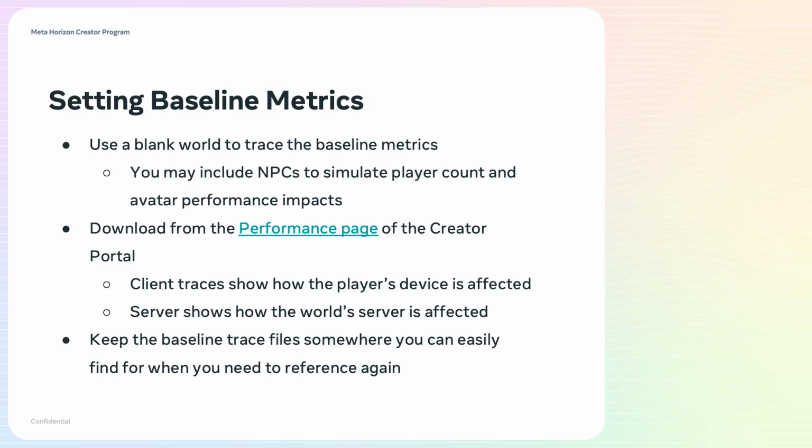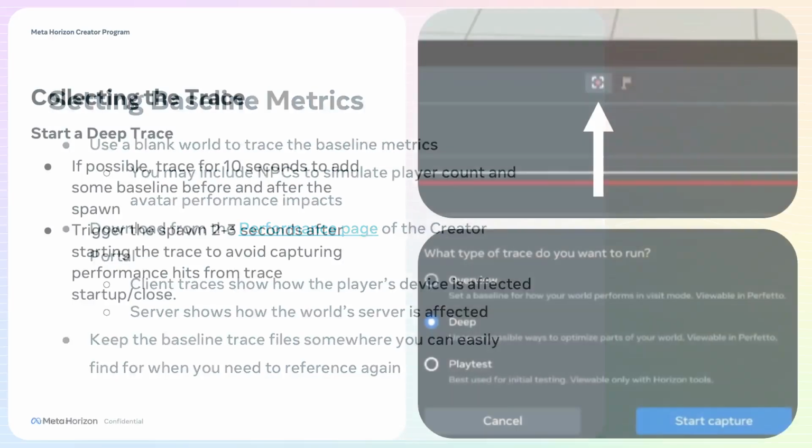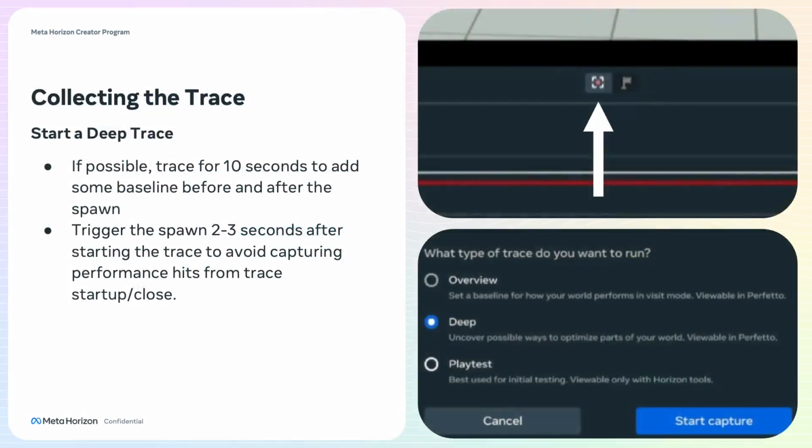The main thing to do with those baseline trace files once you've got them is to keep them somewhere safe, where you can continue to reference them and sanity check yourself whenever you need to remember what those baseline numbers are. So let's take a look at how to do that.